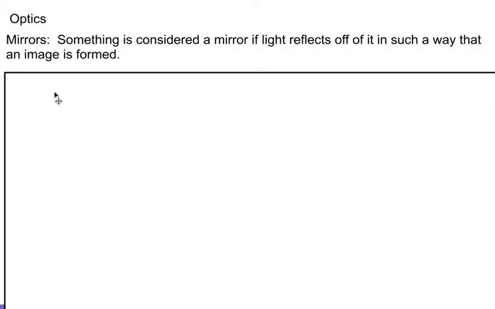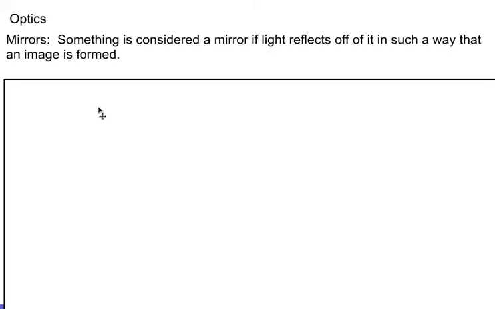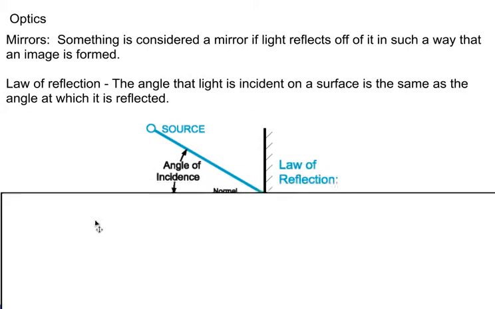So the first thing in optics is to understand what a mirror is. We've all seen mirrors, but what's the definition of it? A mirror is something that reflects light so that it can form an image. Lots of things reflect light, actually everything reflects light, but most things don't form an image.